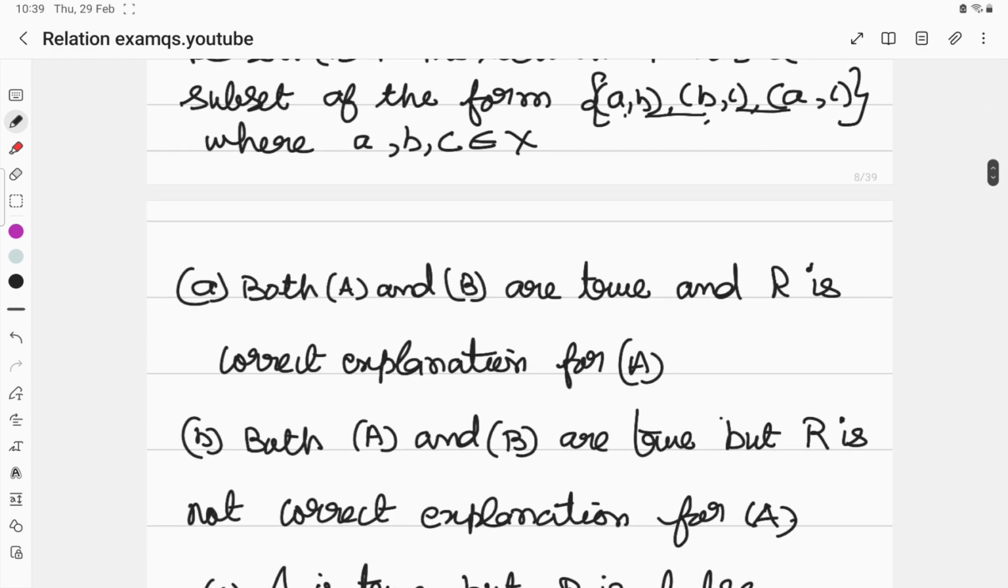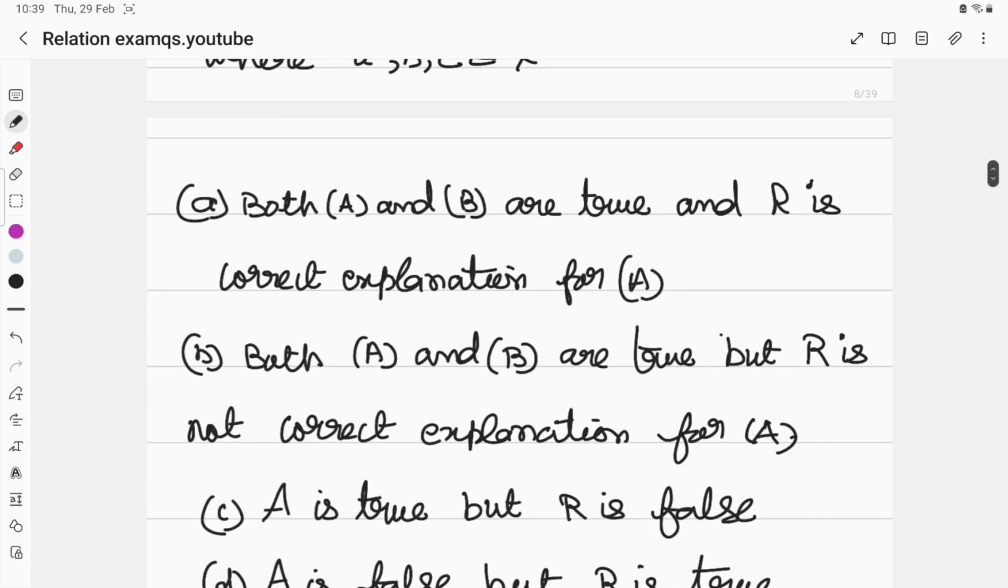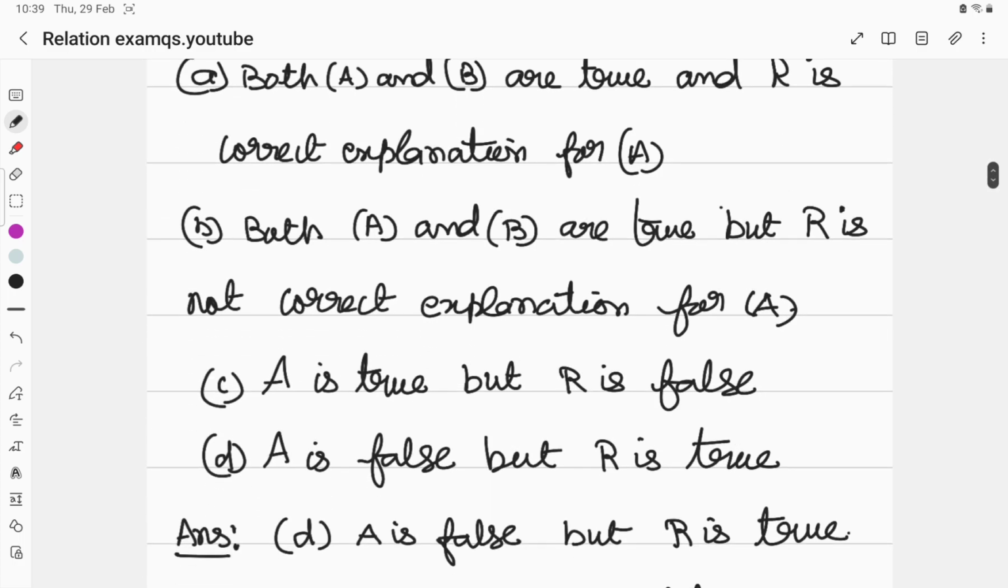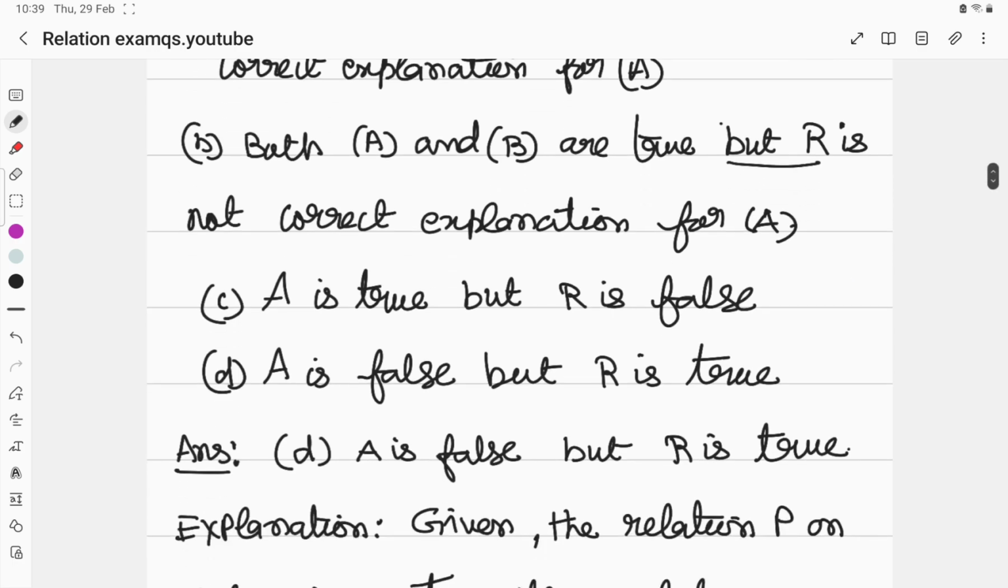If both A and R are true and R is the correct explanation for A, put A. Both A and R are true but R is not the correct explanation for A, put B. A is true but R is false, put C. If A is false but R is true, put D. In this question, the assertion is false but R is true. Therefore, the answer is D.